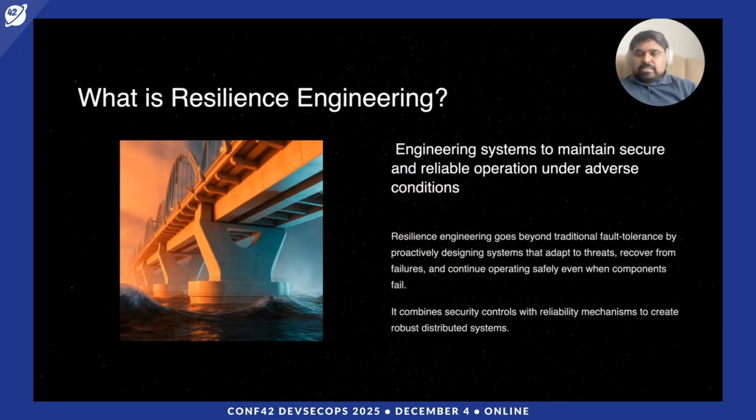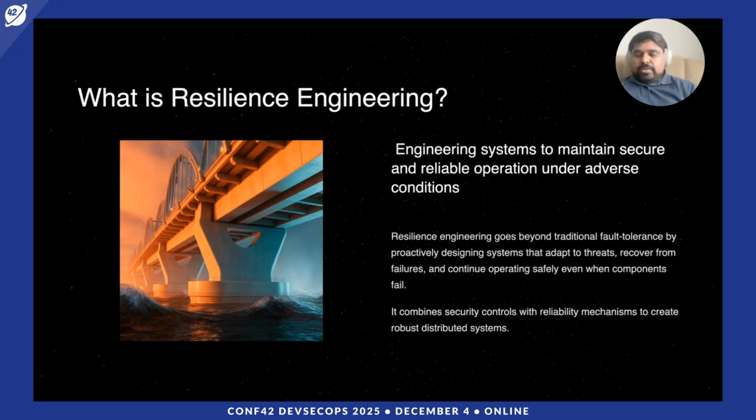What is resilience engineering? The core definition of resilience engineering is engineering systems to maintain secure and reliable operation under adverse conditions. This goes beyond traditional fault tolerance. The key insight is it's not just about surviving failures, it's about adapting to threats and recovering gracefully, with a three-part foundation. First is proactive design. Don't wait for failures to happen. Design your system assuming failures will happen.